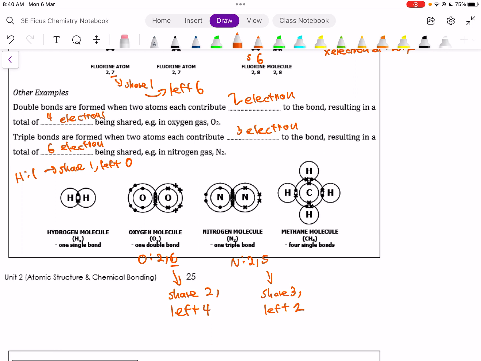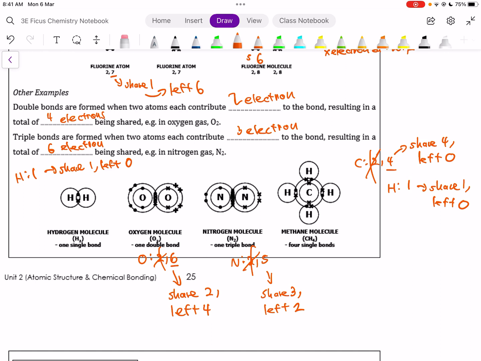The main thing I'm trying to do here is figure out how many you will share and how many you are left with. As for carbon, it is 2 4, so you share 4, left 0. The same goes for hydrogen, it's 1, so share 1, left 0. Actually I don't care about the inner electrons in my consideration, although sometimes I need to draw them if they want the full thing. It's more about the outer electrons.